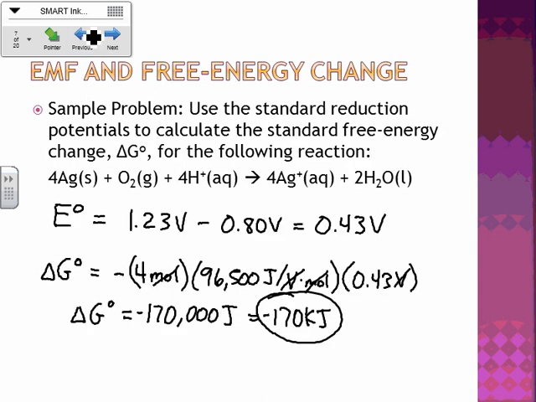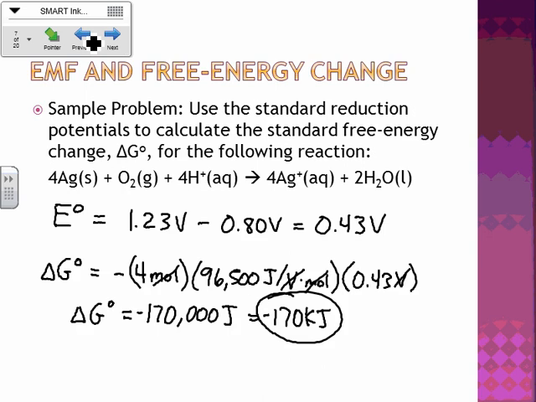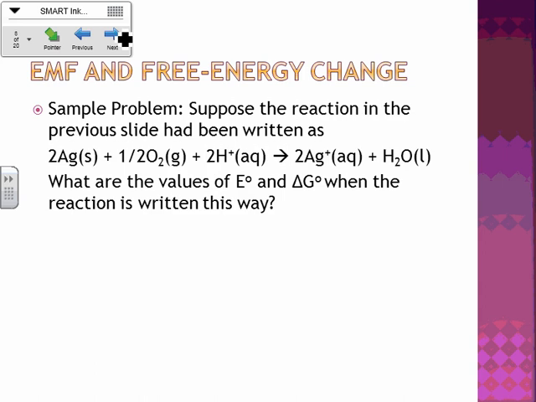What's the difference between those two? The coefficients are different, and they're exactly half of the original coefficients. So is the value of E0 going to change based on the coefficients? No. So our E0 is still 0.43 volts, because it's an intensive property.